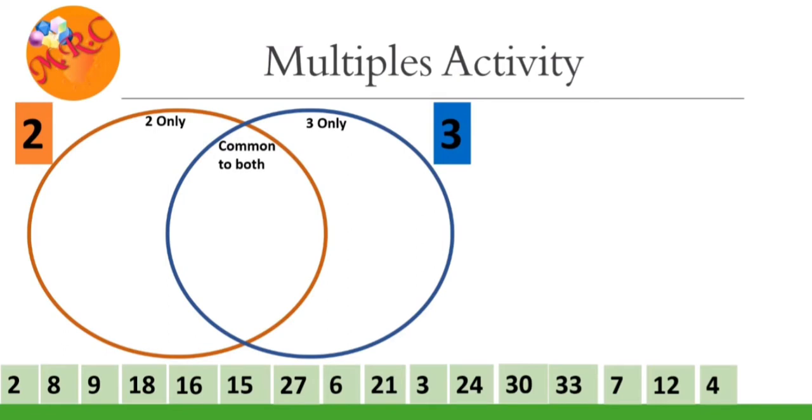So today we're looking at multiples, right? And we have two numbers here, 2 and the number 3. And we're going to look at multiples of 2 and 3. And we're just going to select numbers from here. And we're going to determine if it's a multiple of 2 only. So we have 2 only here. If it's a multiple of 3 only, so we have 3 only here, or if that multiple is common to both 2 and 3, so we put it in the intersection here.